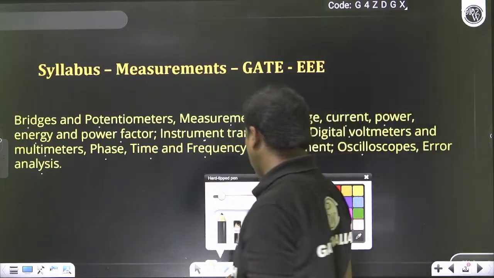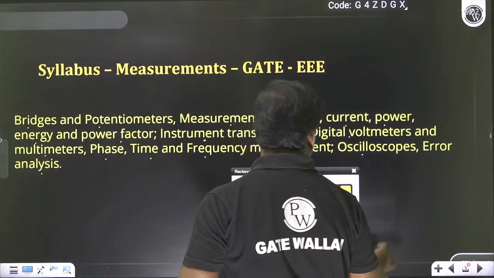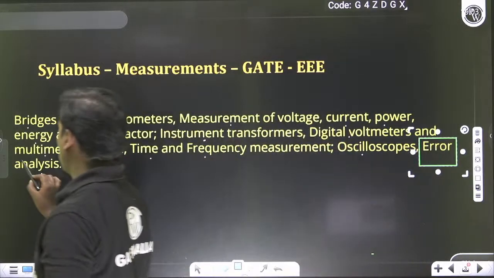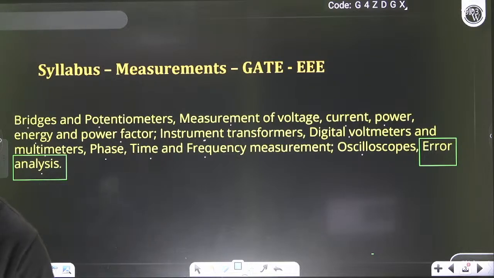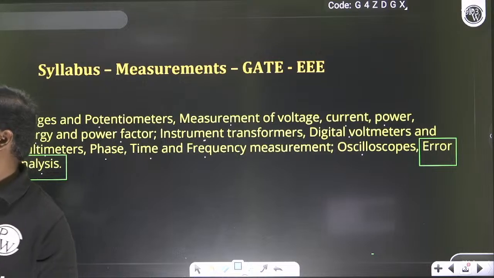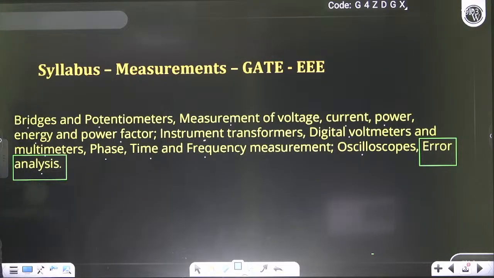So the very first topic I have chosen here is error analysis. So all of you get ready for this particular topic, error analysis. Better to note down the syllabus blueprint. I always say to the students to have the syllabus with you. Syllabus blueprint is more important when you're going for GATE oriented subjects.